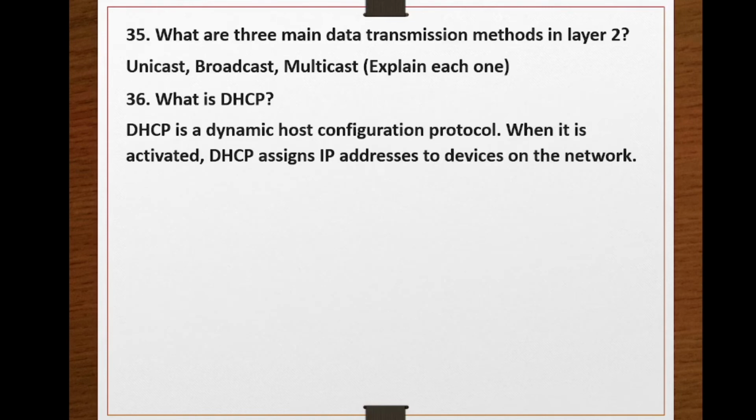What are the three main data transmission methods in layer 2? Unicast, broadcast, and multicast. What is DHCP? I have told you before, I will make a separate video on DNS and DHCP. DHCP is Dynamic Host Configuration Protocol, and when it is activated, DHCP assigns an IP address to the devices on the network. If you know these two lines, it is enough. If they ask how it works, then you need to elaborate, okay.